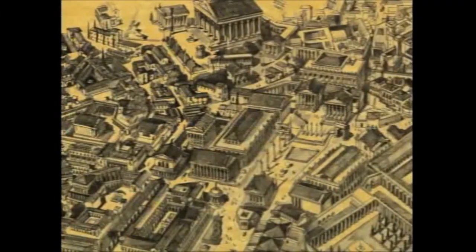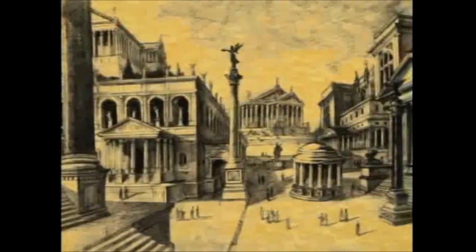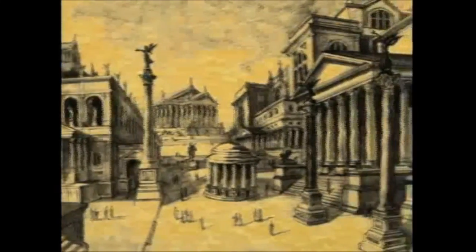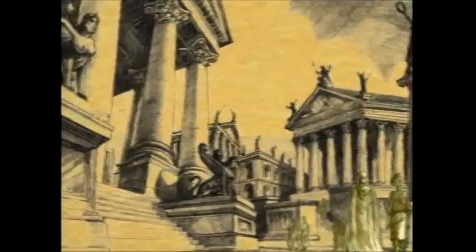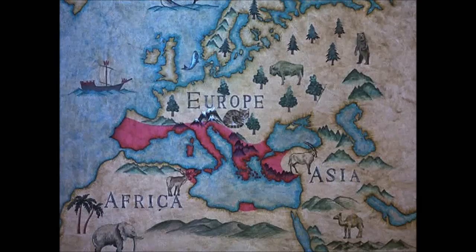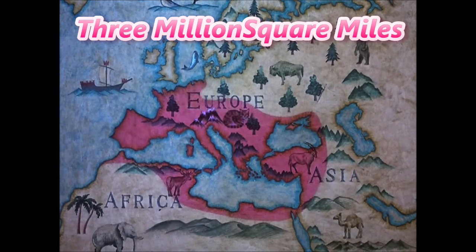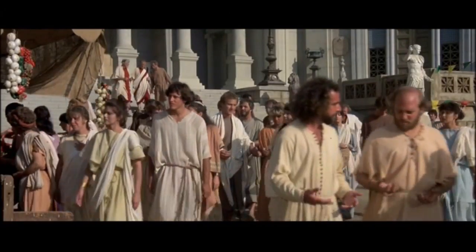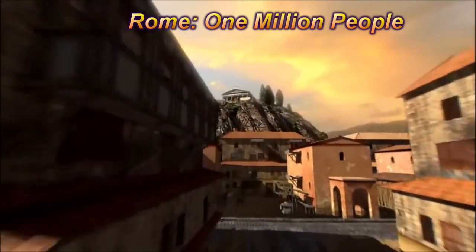Rome was at the peak of its power from the beginning of Augustus's rule in 27 BCE. For 207 years, peace reigned throughout the empire, except for some fighting with tribes along the borders. This period of peace and prosperity is known as the Pax Romana, Roman peace. During this time, the Roman Empire was big, and it included more than 3 million square miles. Its population numbered between 60 and 80 million people, and about 1 million people lived in the city of Rome itself.